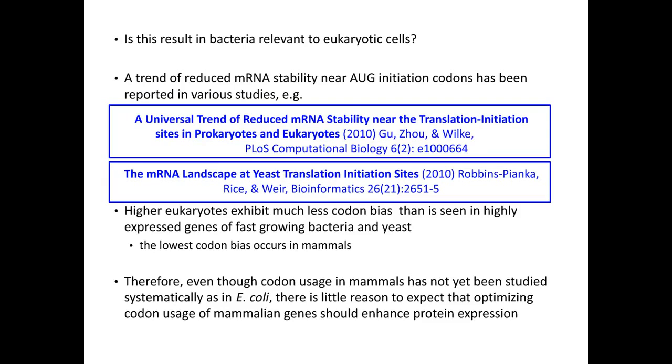So even though similar codon usage studies, like the one I showed in the last slide, haven't been performed yet in mammalian cells, there's little reason to expect that optimizing the codon will enhance expression, since codon bias is a much smaller phenomenon in mammalian cells, and the accessibility appears to be just as strong a trait.